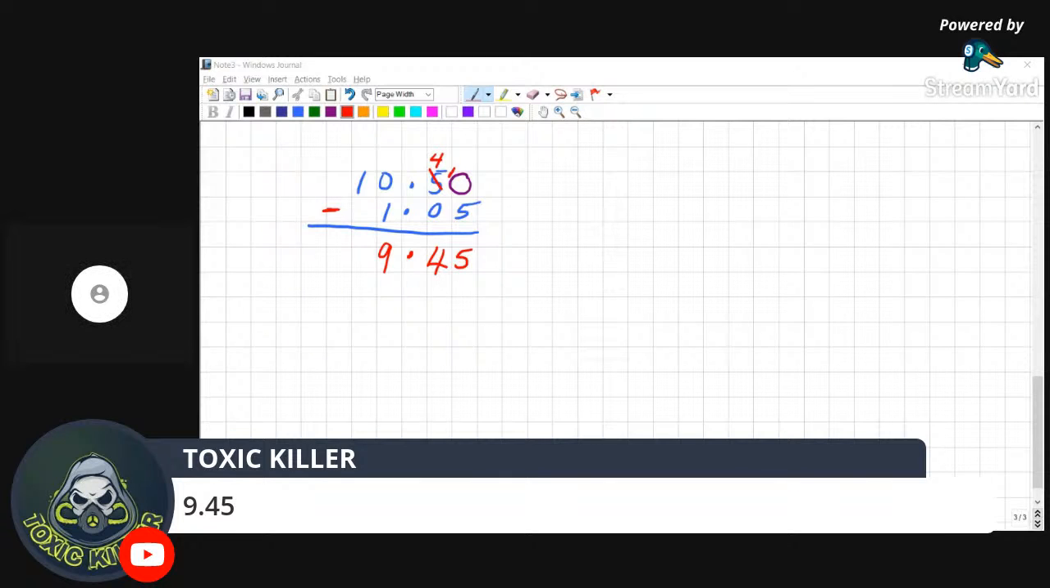So here, Toxic is saying that the answer is 9.45, right? Great. So clearly Toxic knows what is to be done when lining up these digits and following through with the subtraction to make sure that we get the correct answer. All right, so we have one more to go, and this is question 4.